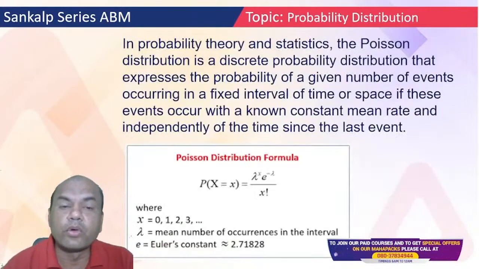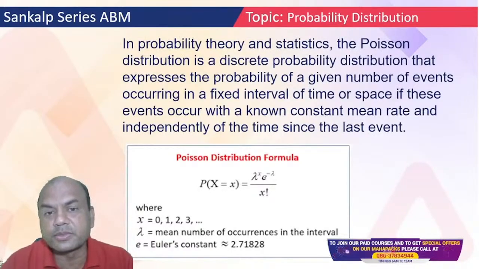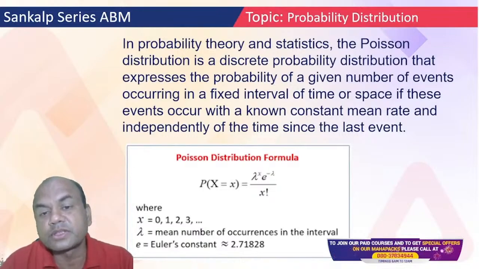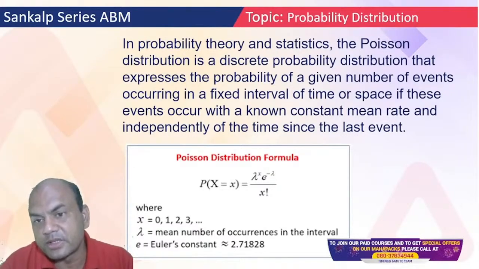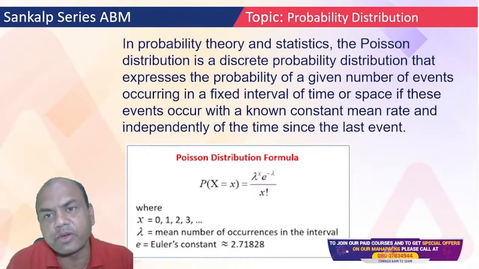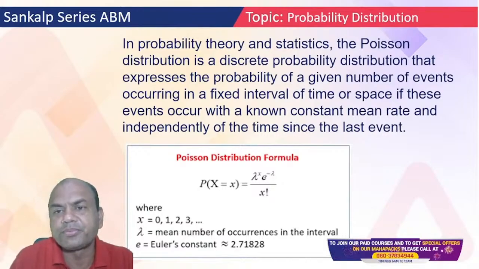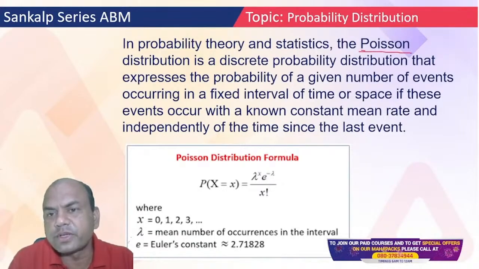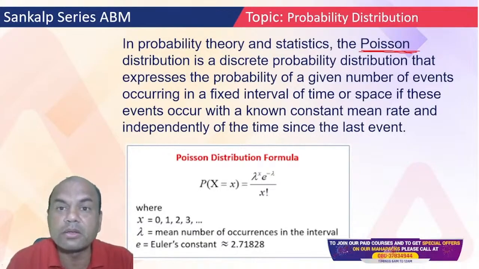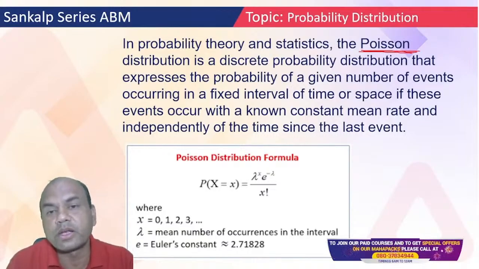Now, if you go on to Poisson, in probability theory and statistics, the Poisson distribution is a discrete probability distribution that expresses the probability of a given number of events occurring in fixed intervals of time or space if these events occur with a constant mean rate. Now, one thing I'll clarify over here. Remember, in exam, you will always face the problem of how to identify whether this problem is of Bernoulli, binomial, or Poisson. How to identify that?